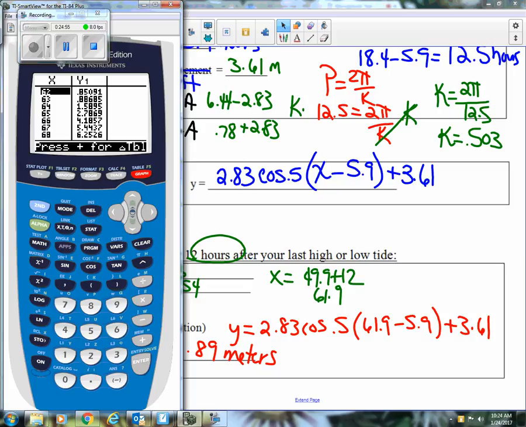0.85, pretty darn close. And I guess we're a little bit off because it's 61.9. But you can see the height of the tide at any point in the future. This is tide height as a function of time. So it's a really cool way to see how these model together. So this is what I wanted you to be able to understand, is that we can take real life data, watch and see what the model is, write that equation from what we know, and be able to do those predictions. So this is kind of a great example of modeling with a trig function.